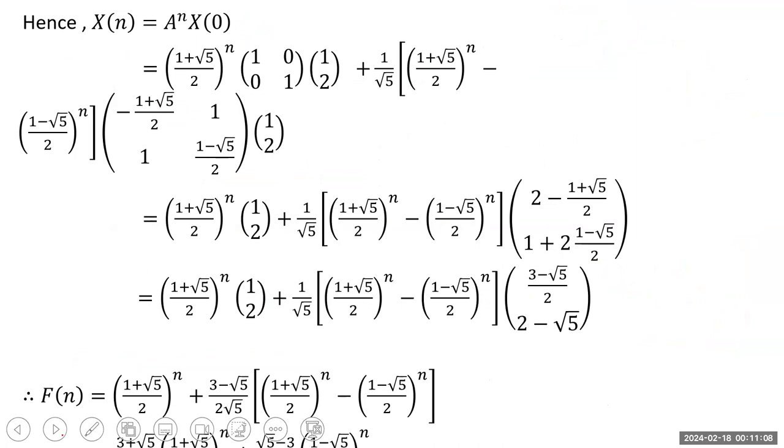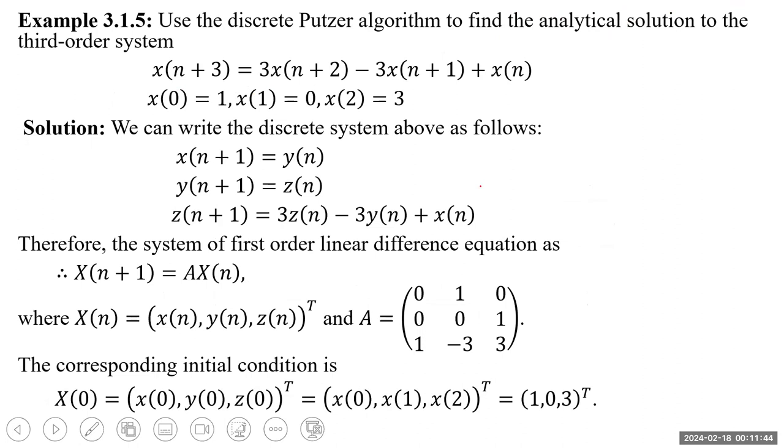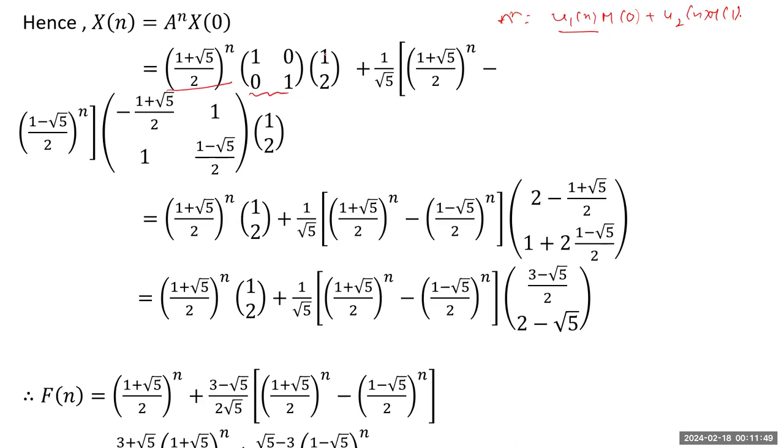That is, this is your a of n times x of 0, a to the power of n is equal to, recalling, u1 of n times m of 0 plus u2 of n times m of 1. So u1 to the power of n, plus m of 0, this is the identity matrix. And x of 0, that is the initial condition, 1 over 2, plus this is our u2 of n, and this is our m of 1, and this is your initial condition, because x of n is equal to a to the power of n times x of 0.